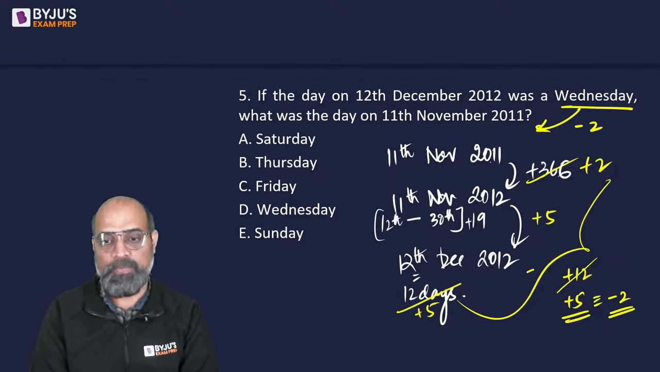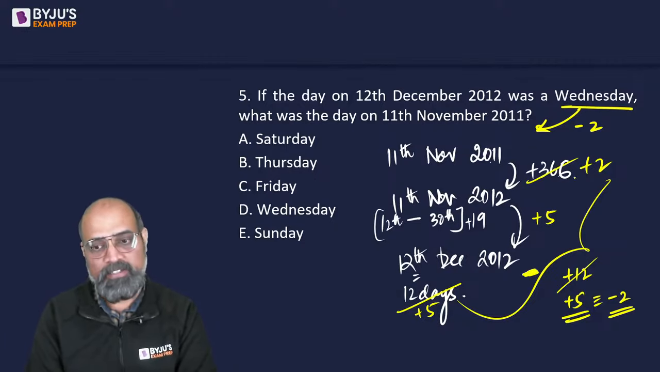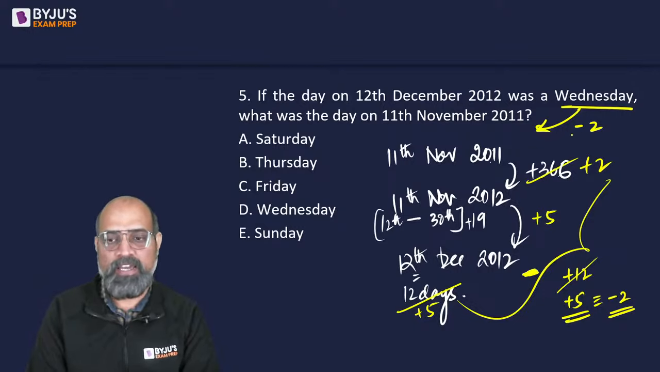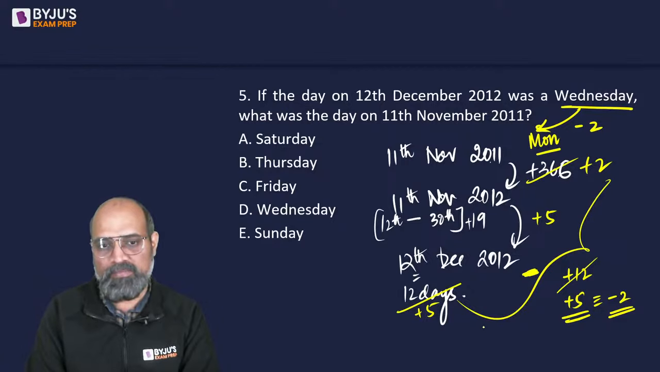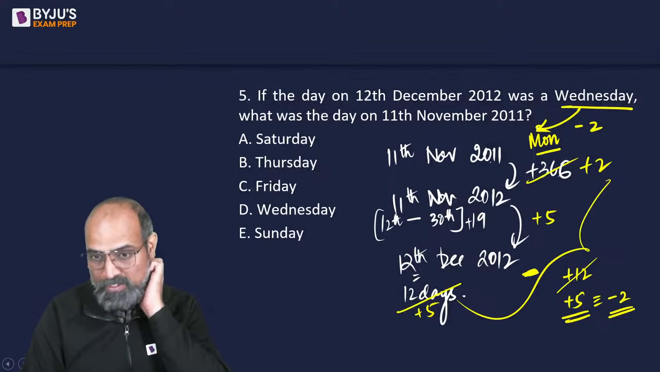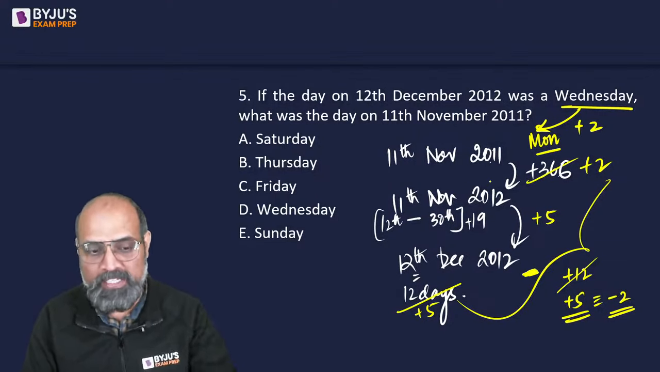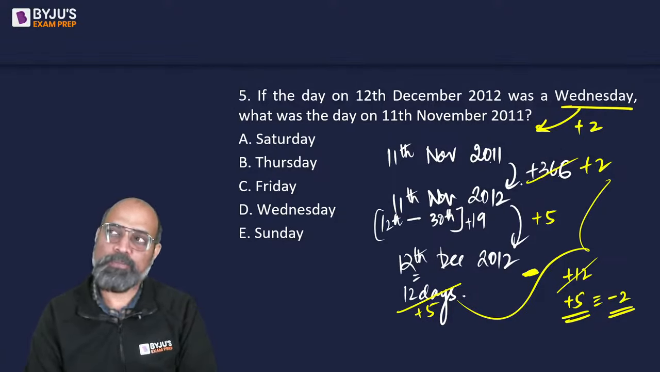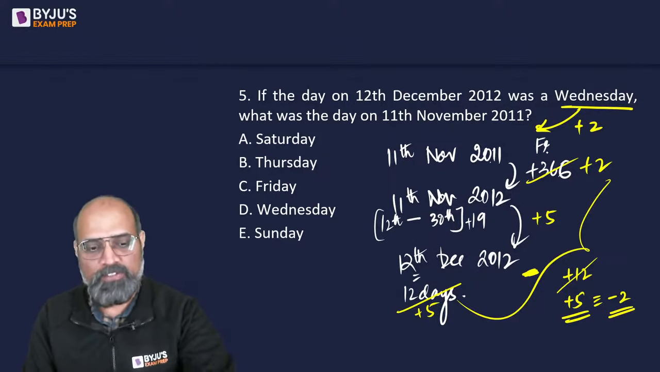Whatever the day is, we have to go 2 days back from it. 2 days back is going to be Tuesday, and then it's going to be Monday. So if that was Monday, oh, they are already going behind. So that would mean 2 days ahead. So Wednesday, then it will be Thursday, and then that's going to be Friday. So Friday becomes your answer.